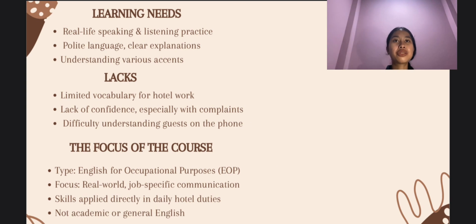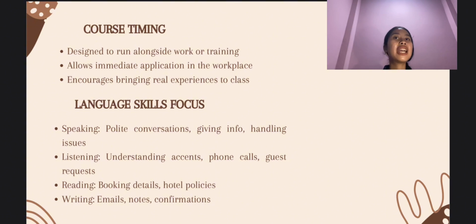And next, the focus of the course. This is an English for Occupational Purposes or EOP course because the focus is on real job-related communication, not academic study. The English they learn will be used directly in their workplace, especially in customer service situations at the hotel front desk.